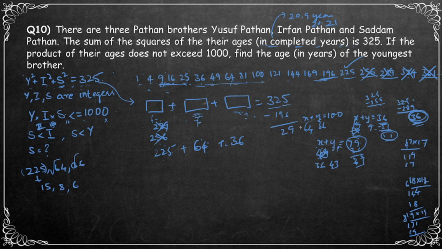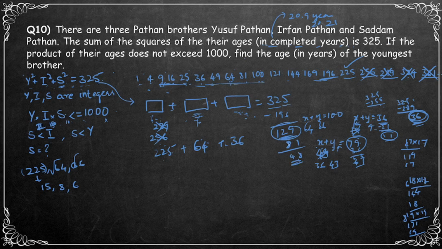11 minus 9 is 2. 2 minus 1 is 1. So I should find two numbers such that their sum is 129. If I take 100, it is 29. Bad. If I take 81, the other number is 48. So that is also not a possibility.